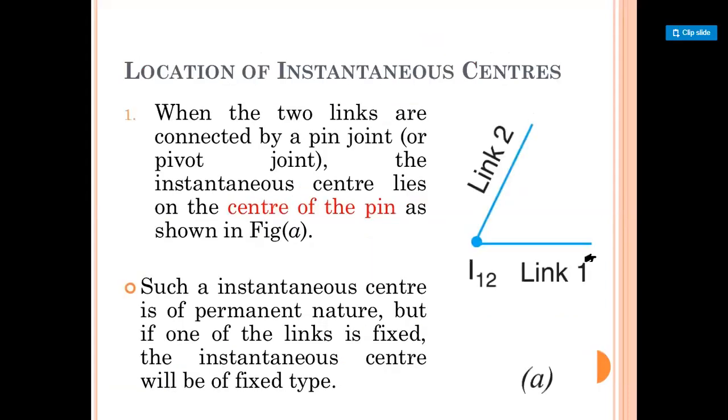Location of instantaneous centers: how you can generate or note the instantaneous centers, or how you can name the instantaneous centers, is I12. When two links are connected by a pin joint or a pivot joint, the instantaneous center lies on the center of the pin, as shown in figure A.